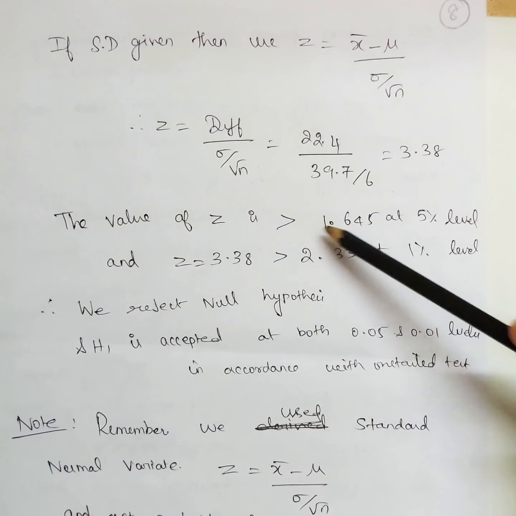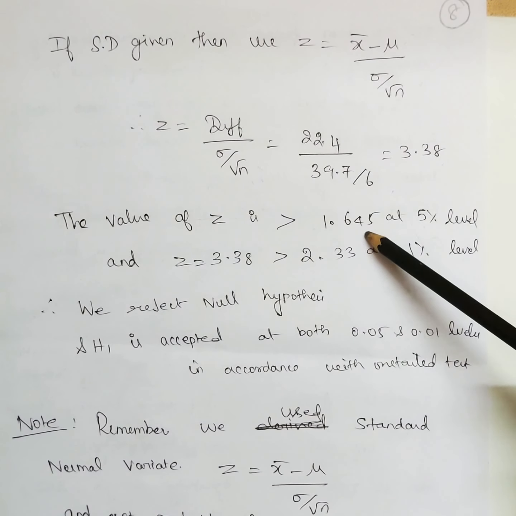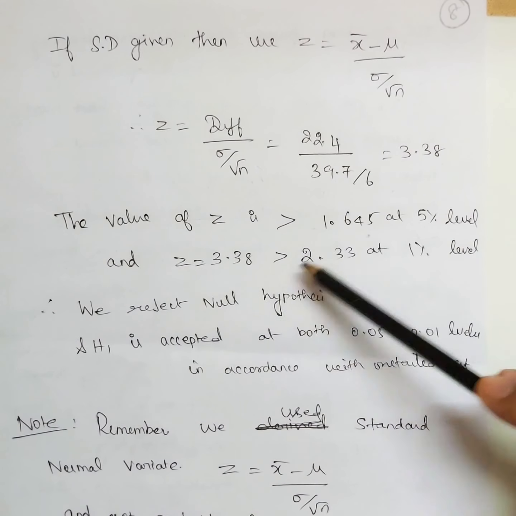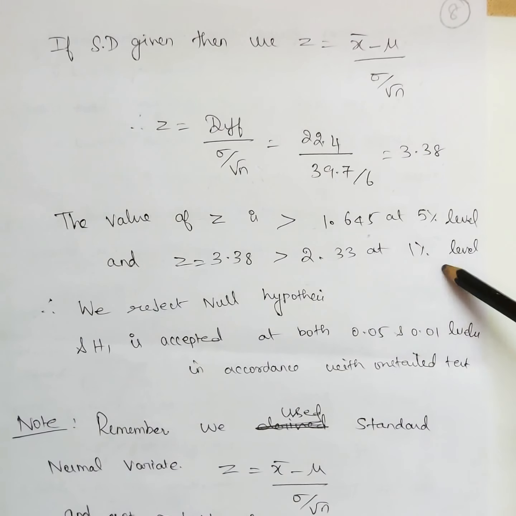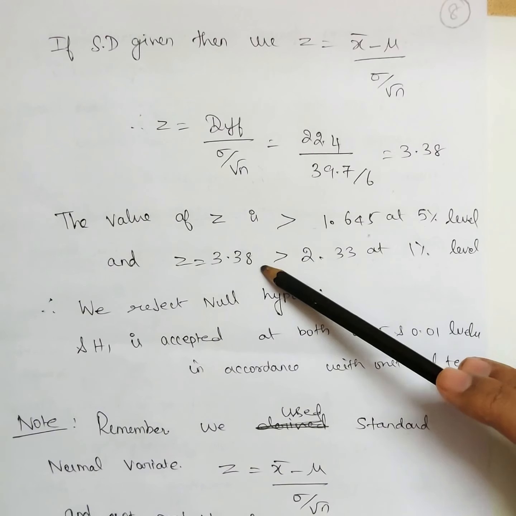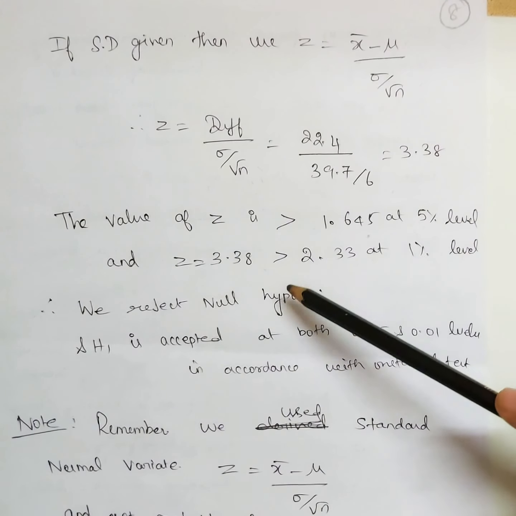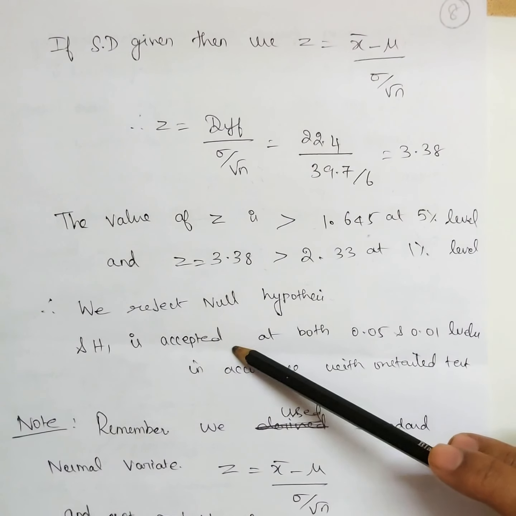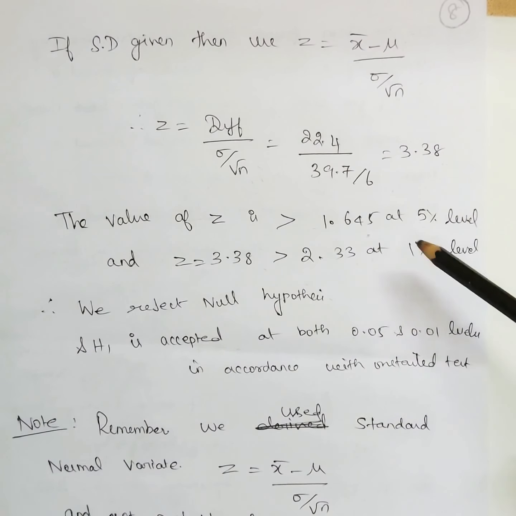Since it's a one tail test, at 5% we will check for 1.645, same as the previous problem, this value. And in the second one, 2.33 at 1%. Both the values, this is greater. So it means it's outside the region. So we reject the null hypothesis. So H1 we are accepting at both these two levels.